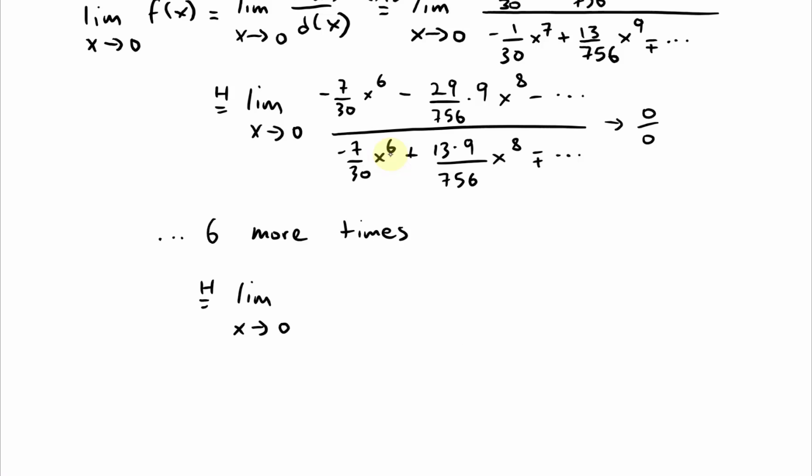x to the 0, and now we get a 7 factorial, which is again 7 times 6 times 5 etc. divided by 30. The x goes away. The next one, after 6 more times, this goes away. This is going to be x to the 2. This is going to be 29, and this is going to be 9 factorial over 2, 9 times all the way up to x to the 2.